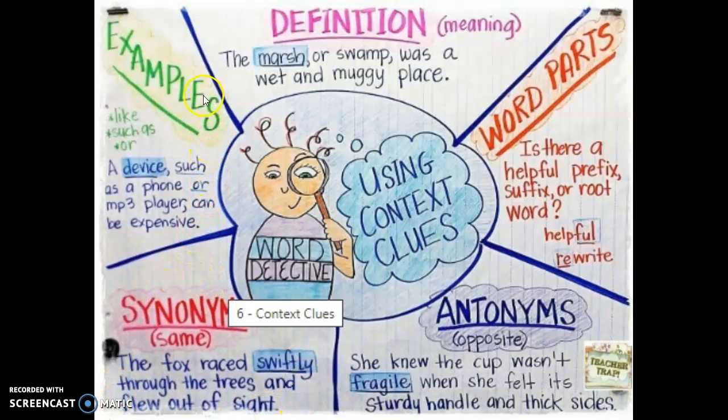Lastly, we have examples. When our author is giving us an unknown word and then listing examples, we can use those keywords like, such as, and or, and then that list of examples to help us figure out what that unknown word means. Our example is, a device such as a phone or MP3 player can be expensive. So here we listed phone and MP3 player as examples of a device.